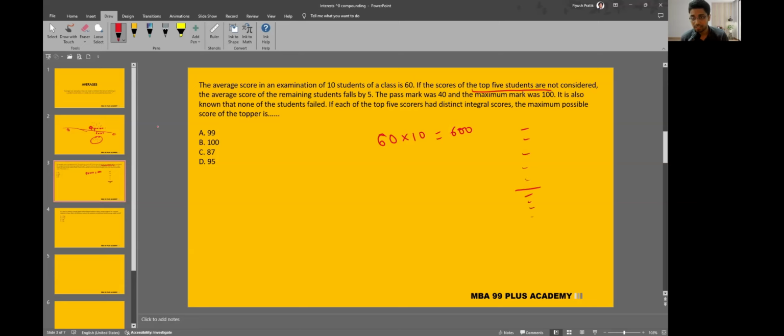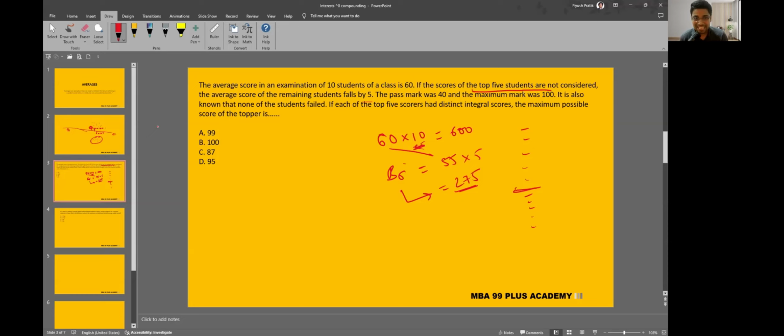then these are the bottom 5. This is just a demarcation, not a student, okay, are not considered, the average score of the remaining students falls by 5. So the sum of scores of the bottom 5 students is equal to 55, why 55? 60 minus 5, okay, 60 minus 5 multiplied by 5, which is 275. So the sum of score of bottom 5 students is 275.